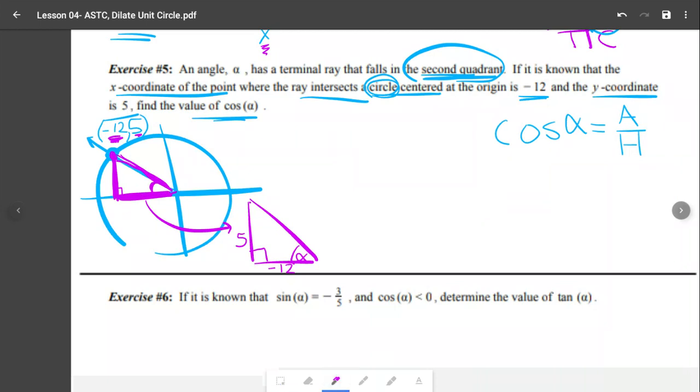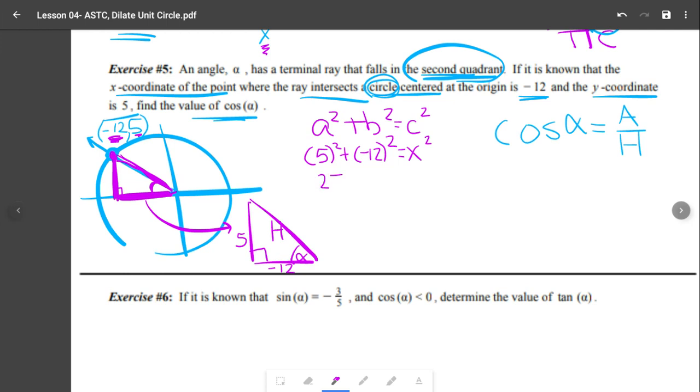Finding missing sides of a right triangle, we're going to use the Pythagorean theorem. A squared plus b squared equals c squared. C, remember, is the hypotenuse, which is what we are looking for. So that's going to be my x, or you can leave it as c. A and b are the other two sides of the triangle, so 5 and -12.